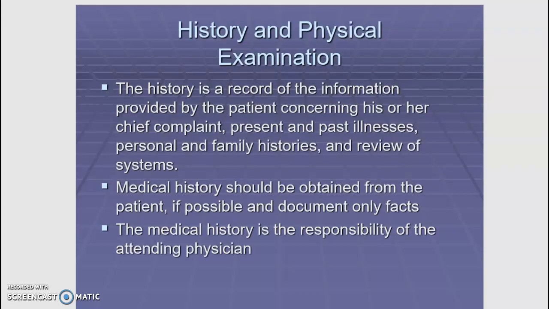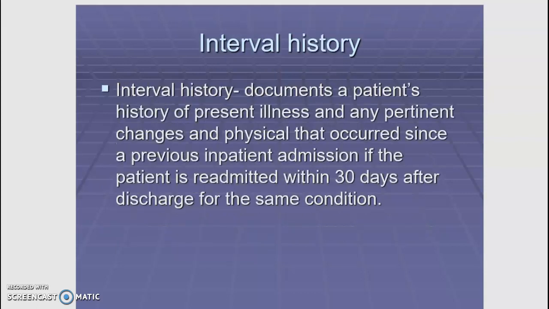History and physical examination. Okay, the history is a record of information provided by the patient concerning his or her chief complaint, present and past illnesses, personal and family histories, and review of systems. Now let's start off here with the medical history. This should be obtained from the patient if possible, and document only facts. It is the responsibility of the attending physician to take this history.